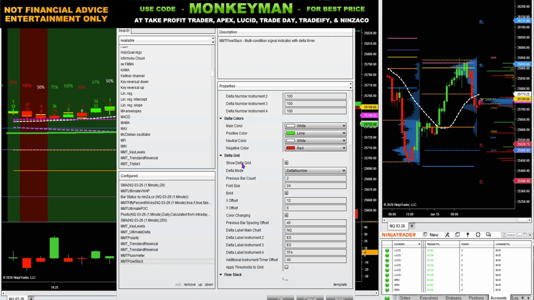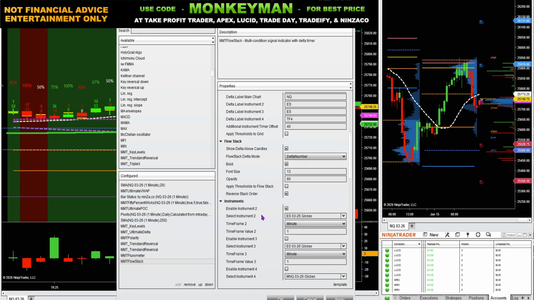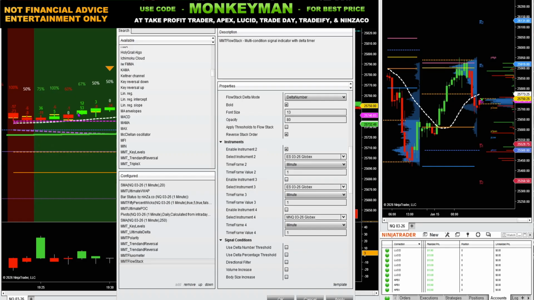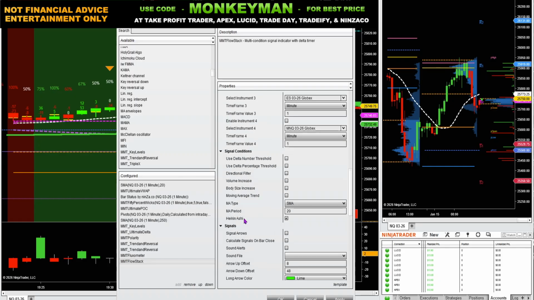And then I've got the mighty MMT flow stack on the chart. I've got the delta grid on, I've got the flow stack number above candles on, and I've got a second instrument enabled, the ES 1 minute chart. The main chart is an NQ 1 minute, so I'm measuring data from the NQ and the ES right on the same chart. I've got delta information coming through. And then the flow stack is also printing the candles.